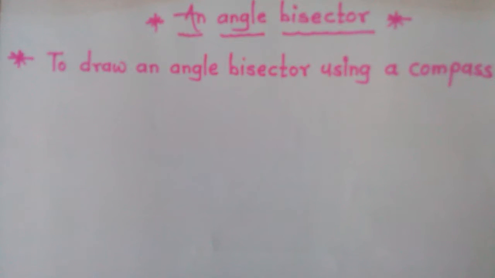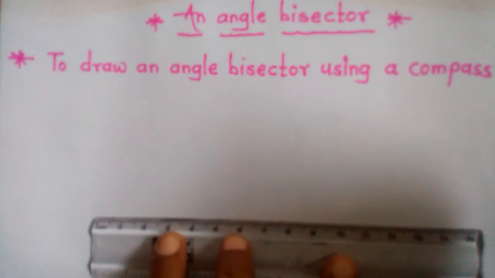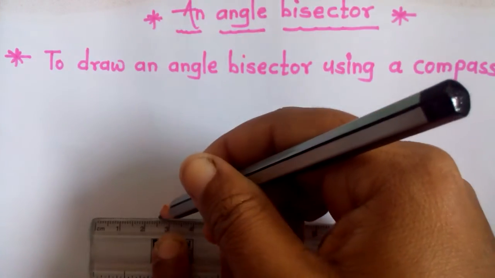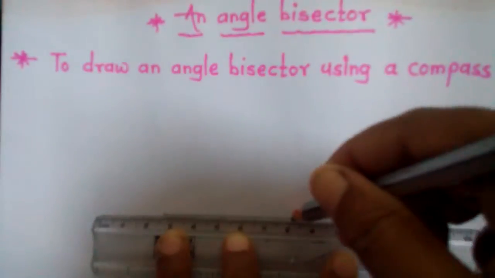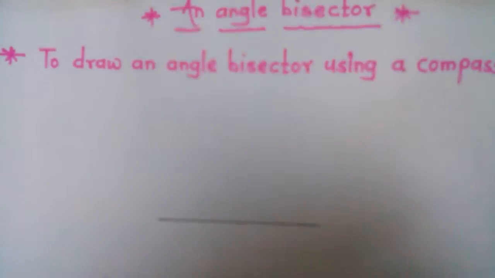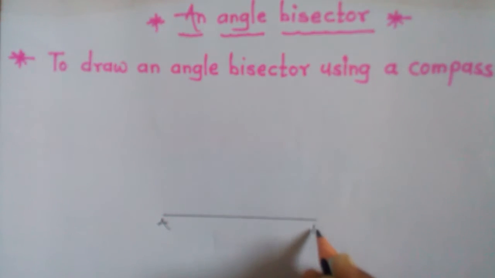Then first we will see how to draw an angle bisector using a compass. First we have to draw a line. See here. Then give a name to that line, suppose A, B.